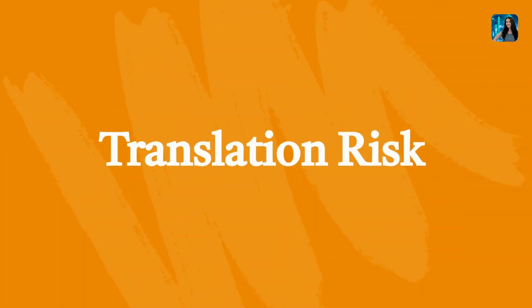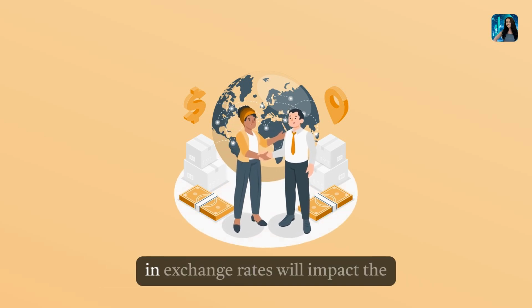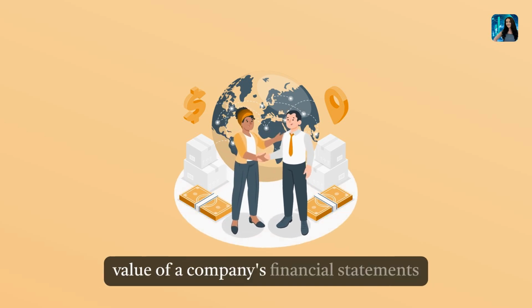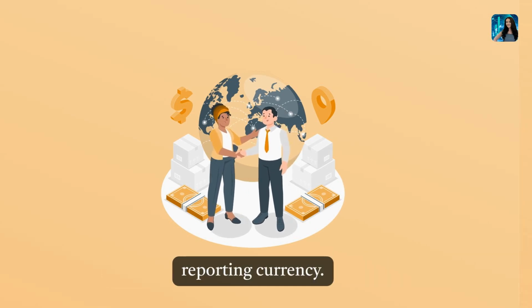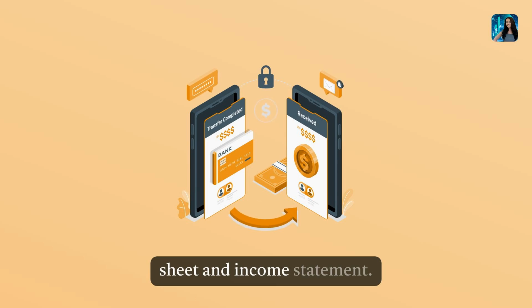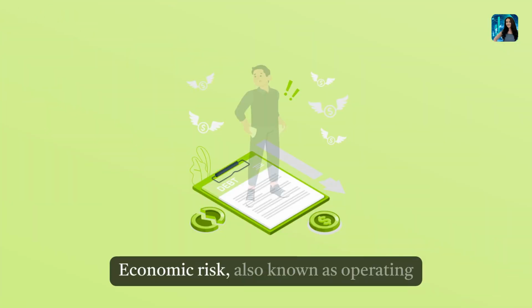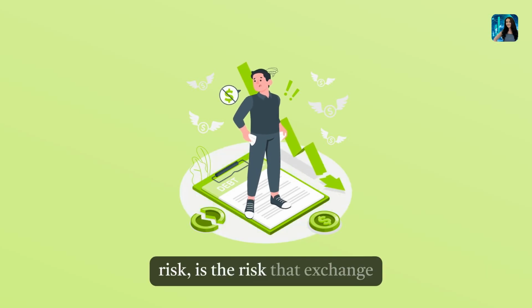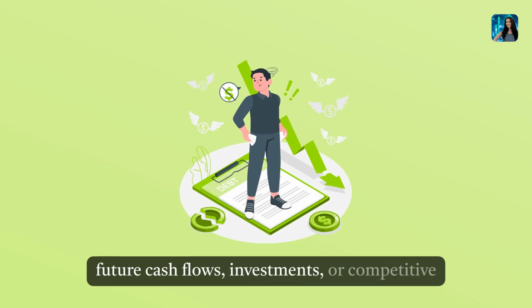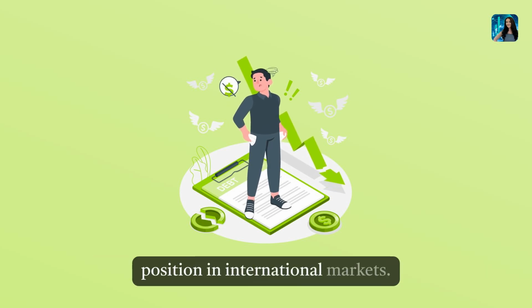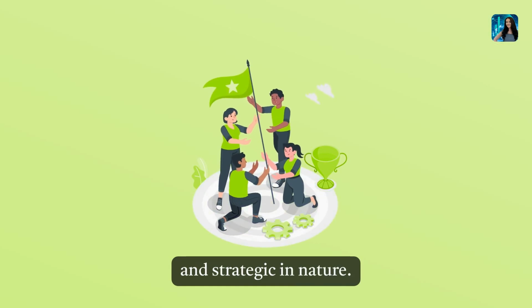Translation risk. Translation risk, also known as accounting risk, is the risk that changes in exchange rates will impact the value of a company's financial statements when they are translated into the reporting currency. This can affect the company's balance sheet and income statement. Economic risk. Economic risk, also known as operating risk, is the risk that exchange rate fluctuations will affect a company's future cash flows, investments, or competitive position in international markets. This risk is more long-term and strategic in nature.